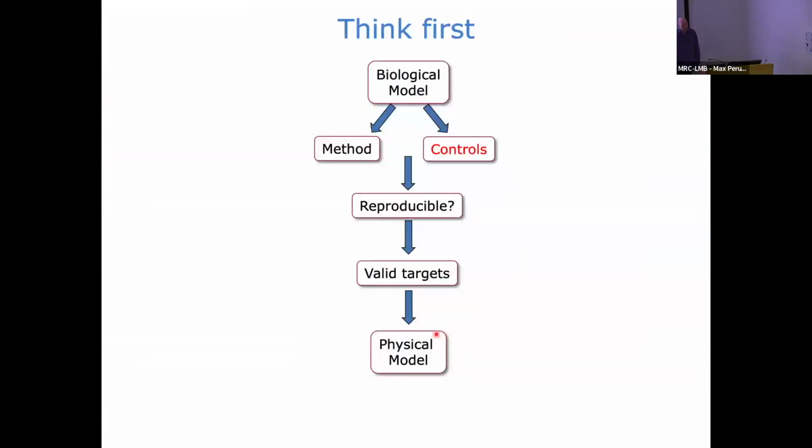So first of all, we need to think. We've got some kind of biological model, and we've got some kind of method. We've got some controls. We're going to ask, is it reproducible? Are your targets valid? And that's going to give you a physical model of what's happening in the biology.